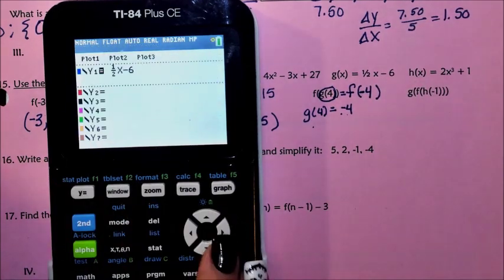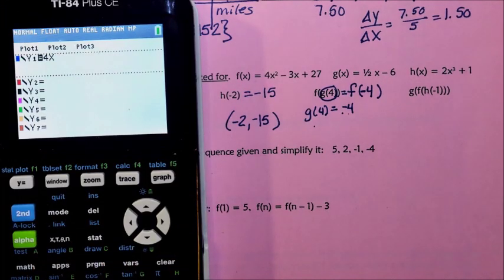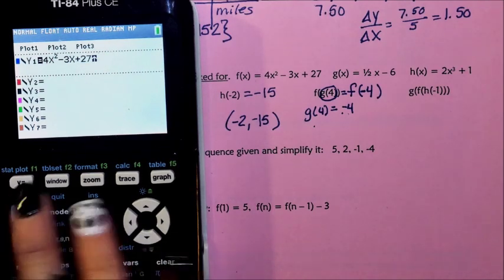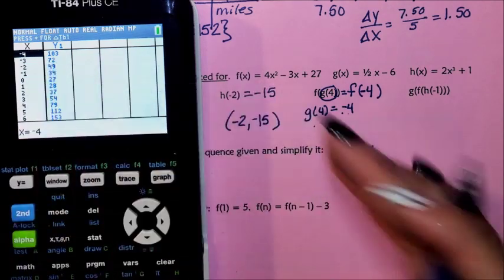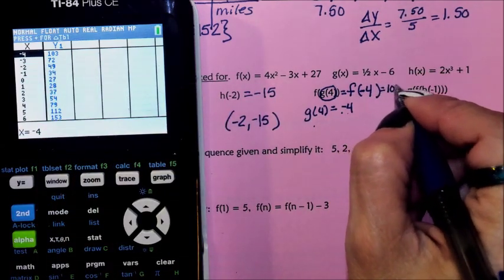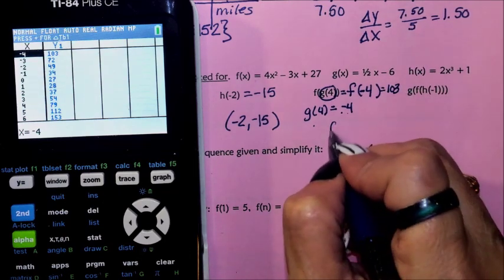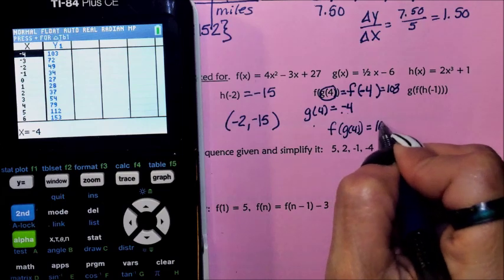So let's go to y equals, and let's put in f again. 4x squared minus 3x plus 27. Second table, I'm doing negative 4. And there it is, it's 103. So f of negative 4 is 103. So f of g of 4 is 103.